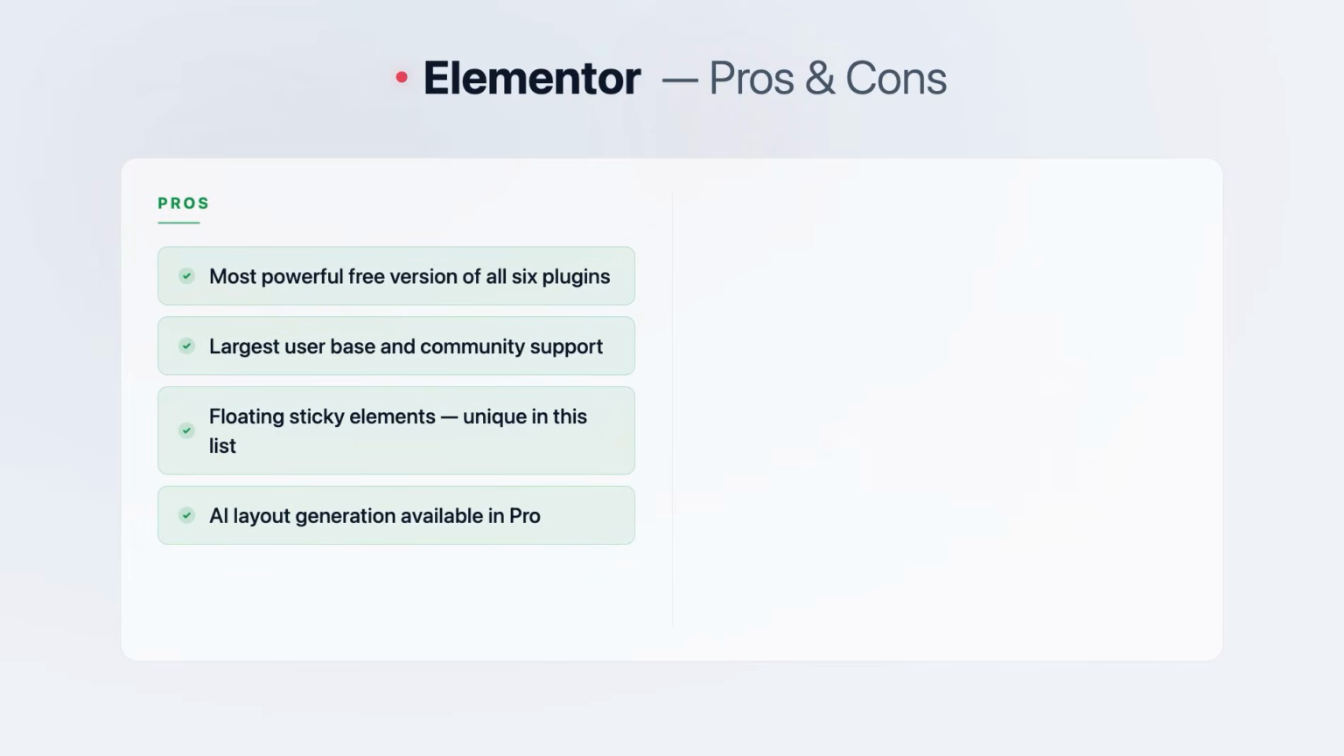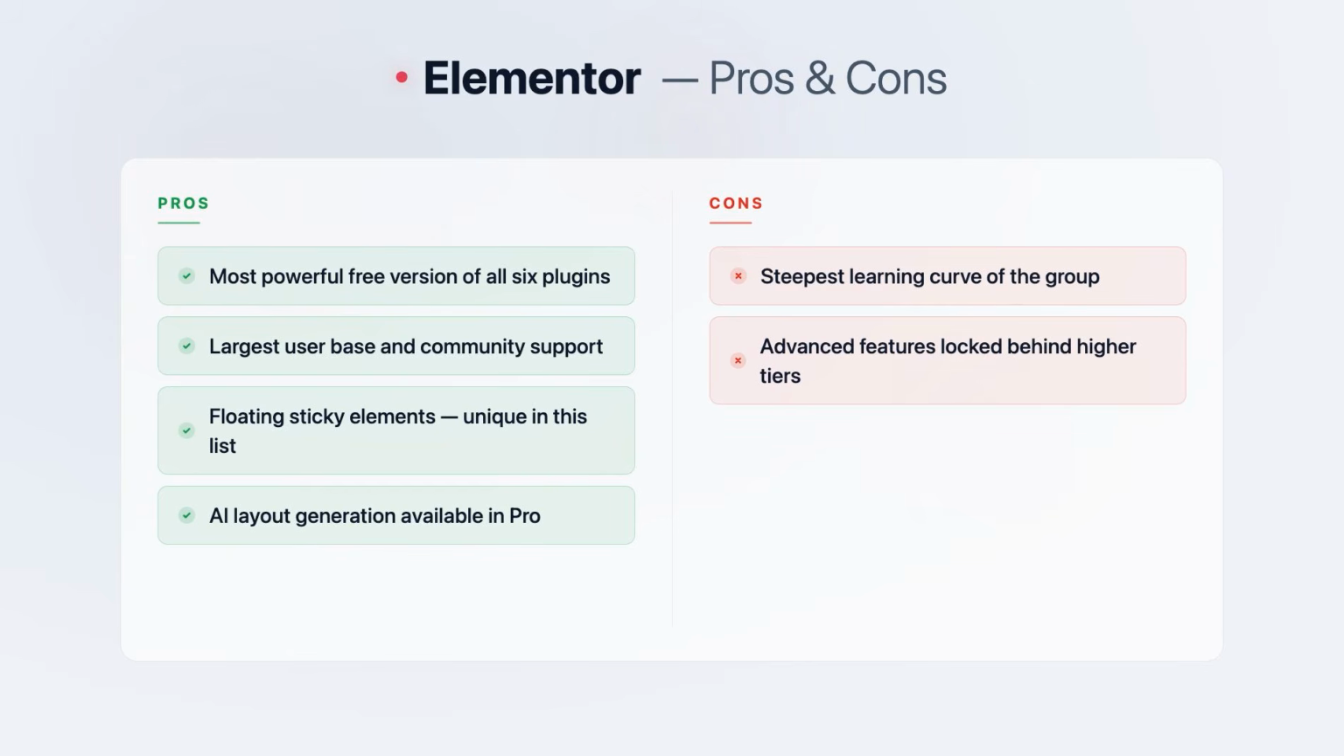On the con side, the learning curve is also the steepest because there are too many controls, which means too many things to figure out and learn. So more complexity, and the interface can be confusing. And most advanced features that might be promoted well are locked behind higher price tiers. So you might be thinking, hey, I'm getting the free version or the pro version, but then you'll need to have a higher plan. So make sure to check out the pricing thoroughly before making the decision.